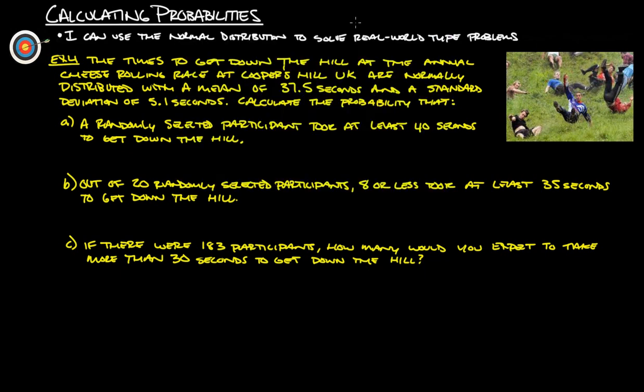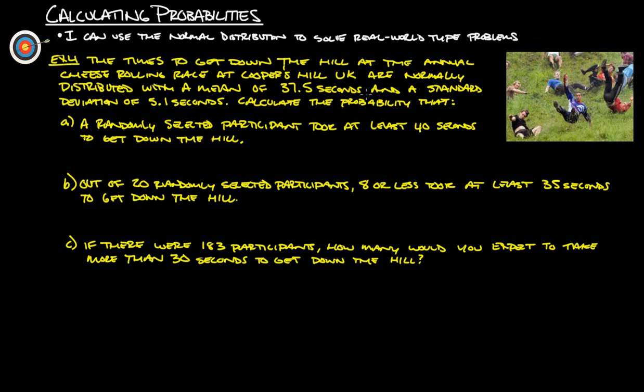All right. Example 4. The times to get down the hill at the annual cheese rolling race at Cooper's Hill, United Kingdom, are normally distributed with a mean of 37.5 seconds and a standard deviation of 5.1 seconds. Calculate the probability that a randomly selected participant took at least 40 seconds to get down the hill.